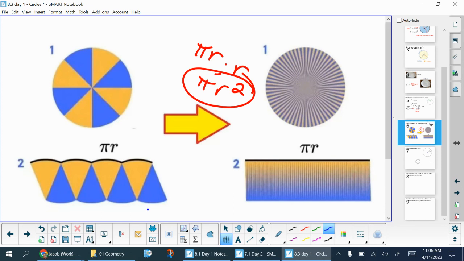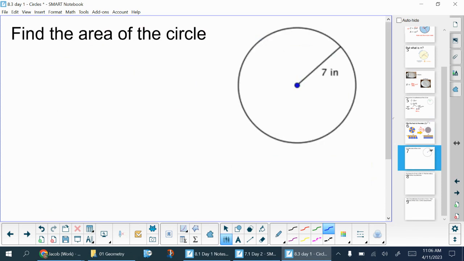So let's just go ahead and do a couple of examples here. First things first is just finding the area of the circle. So I'm going to go ahead and write down my area formula: area equals pi times r squared. And I will plug in the things I know. Area equals pi times 7 squared.